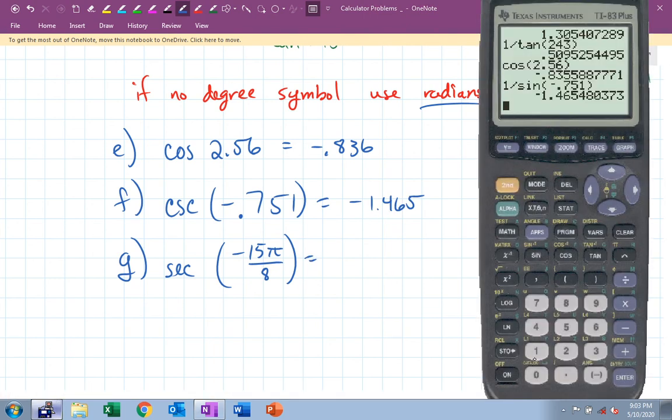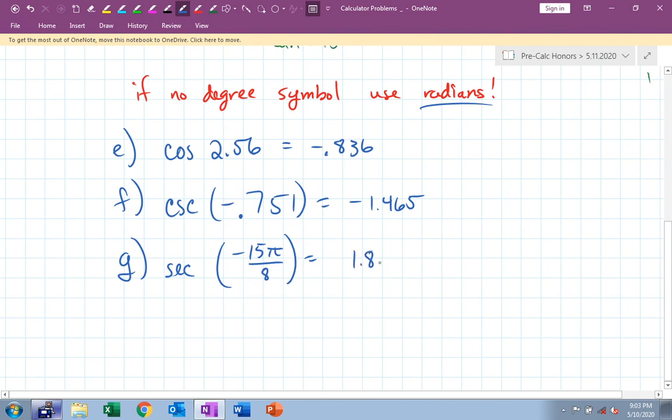Alright, the secant is 1 divided by the cosine of negative 15 pi divided by 8. So here I get 1.802. Alright, cool beans. Hopefully those things aren't too bad.